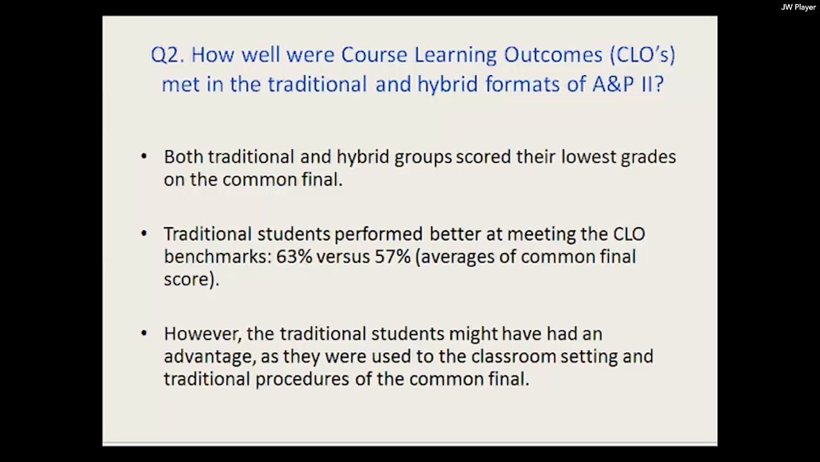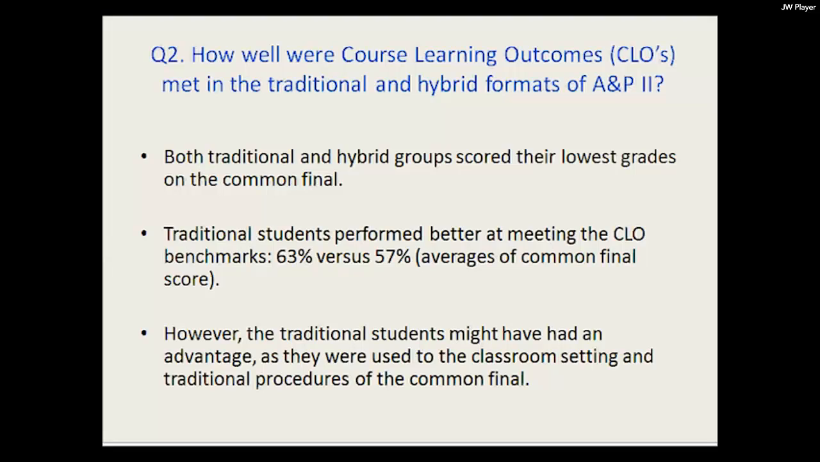Our next question was, how well were course learning outcomes met in the traditional and hybrid formats of Anatomy and Physiology II? I would say it was okay. Both the traditional and hybrid groups scored their lowest grades on the common final, which is not unusual because this is a comprehensive final that covers material from the beginning of the semester all the way to the end. Material for exam 1, exam 2, exam 3, exam 4. So that's a lot of work for students to study.